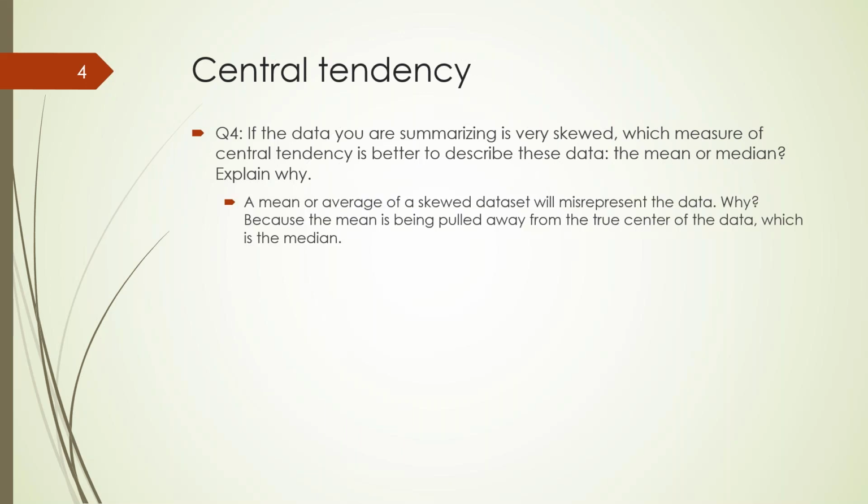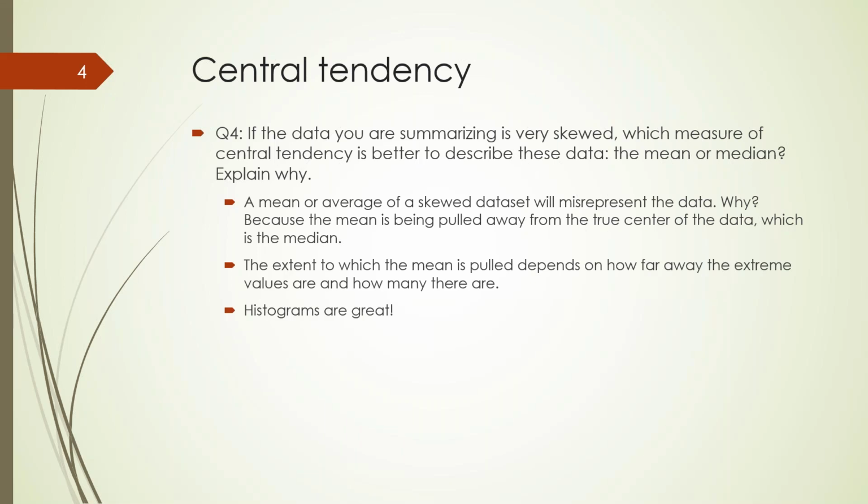The mean, otherwise known as the average, of a skewed data set will misrepresent the data. The reason is that if you look at how the data are distributed, meaning the values across your data set, the mean is actually being pulled away from the true center of the data, which is the median. The extent to which the mean is pulled from the median depends on how far away the extreme values are and how many there are.